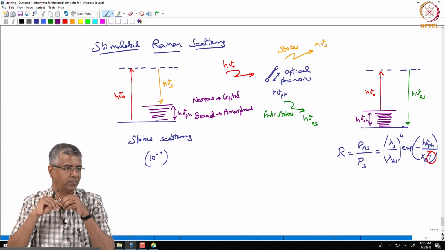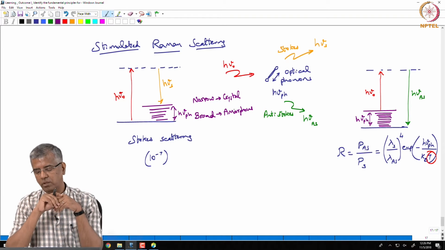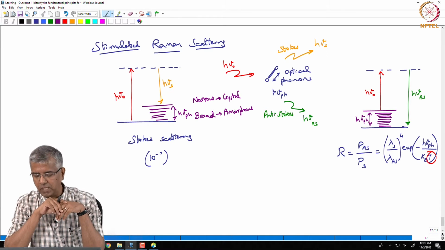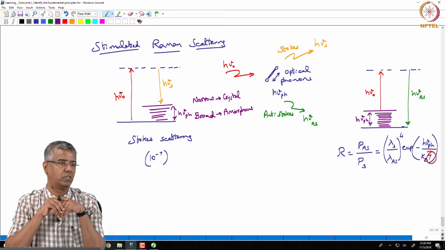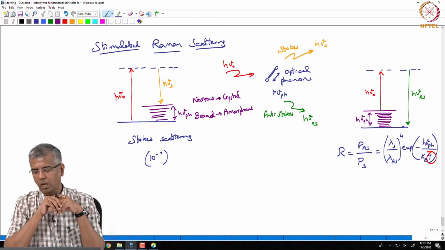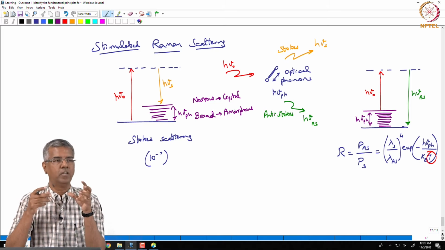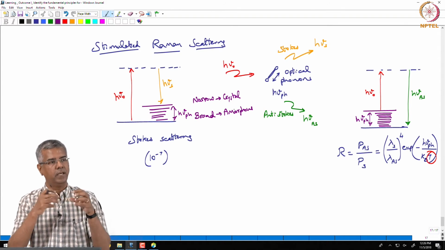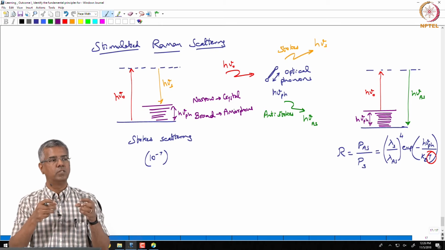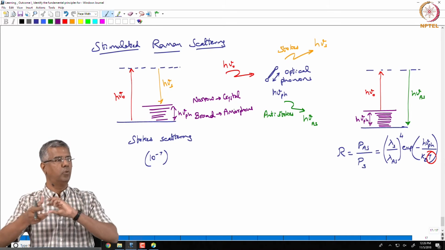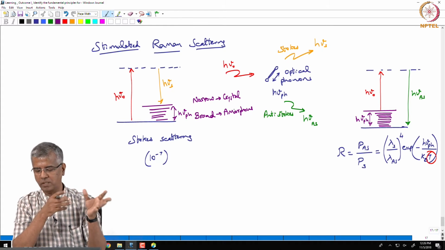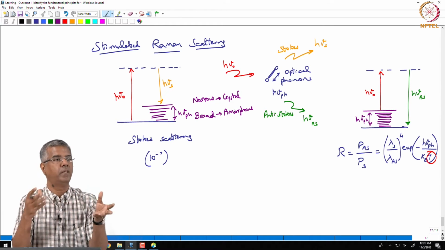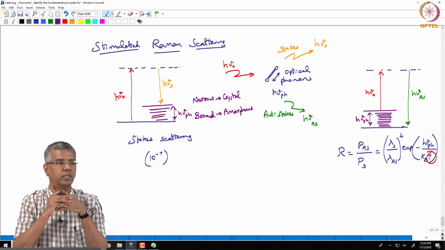The question is, are there any additional components due to the spin of the phonons? Very much. The vibrational modes could be translation modes or rotational modes. So, there could be a lot of modes. That is what you are referring to as the spin of the phonon.